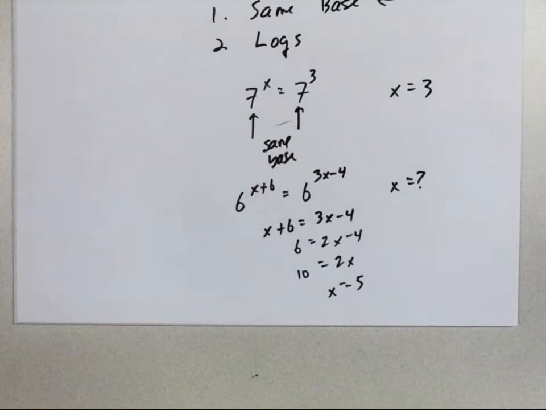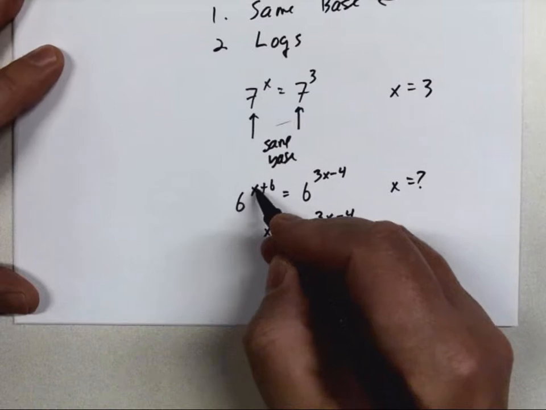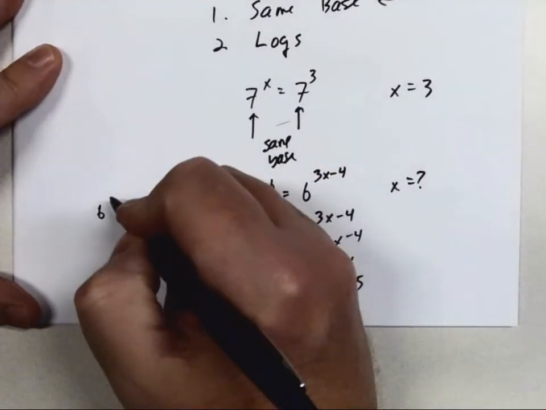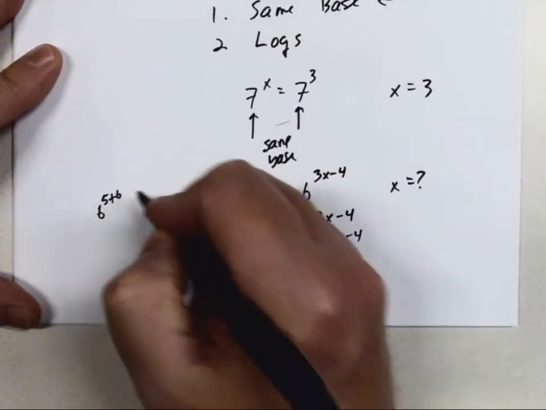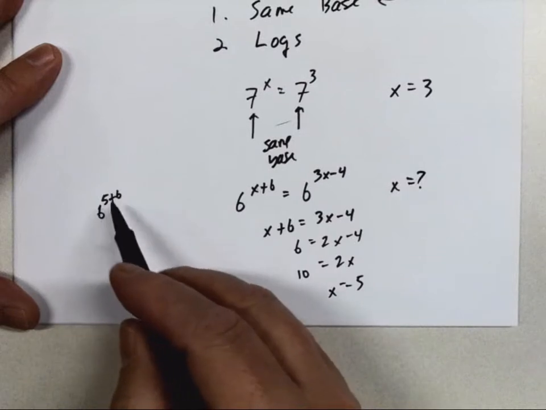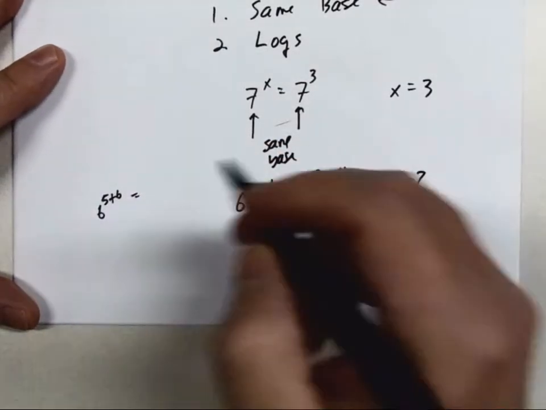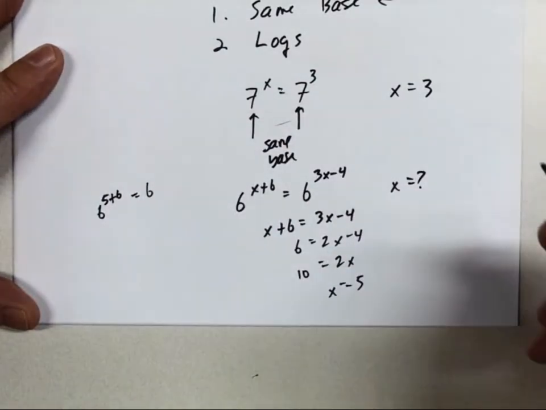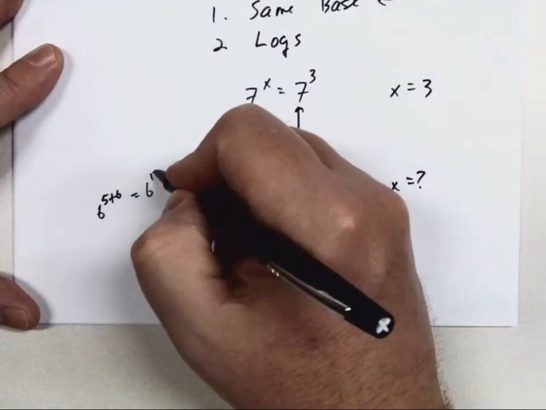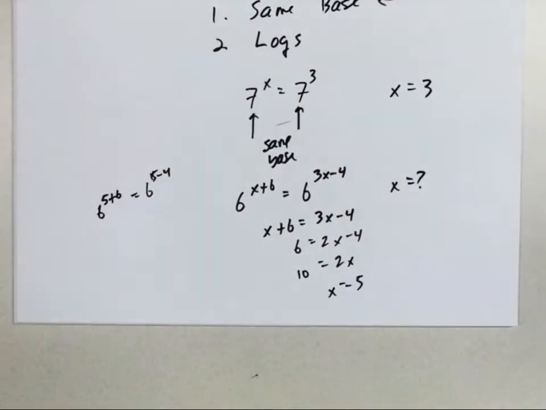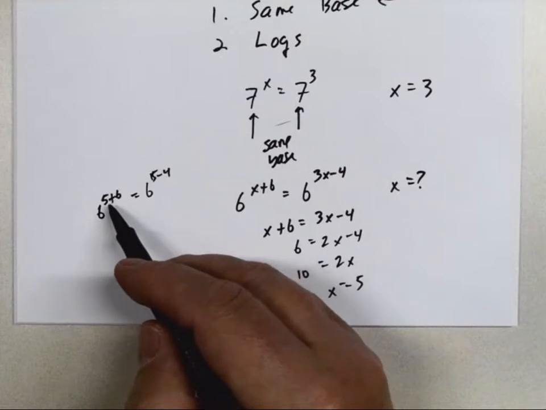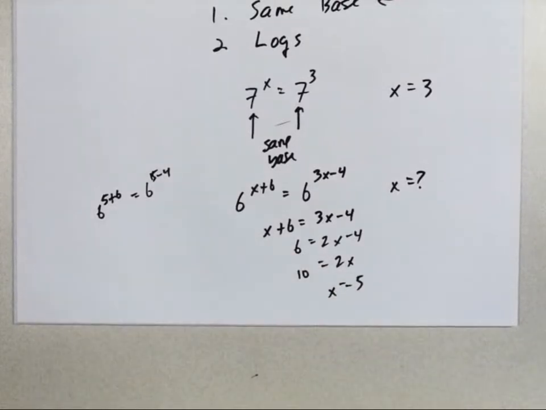Looks like my solution is x equals 5. And like always, once you solve an equation, you can go back and check. So if I plug in 5 for x, left-hand side is 6 to the 5 plus 6. Right-hand side is 6 to the 15 minus 4. Looks like 6 to the 11th times 6 to the 11th. So that checks out.